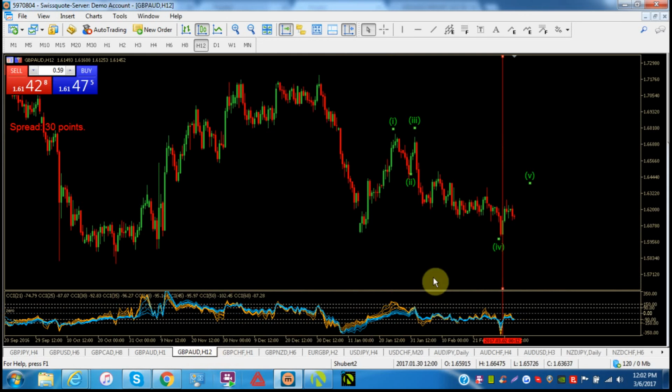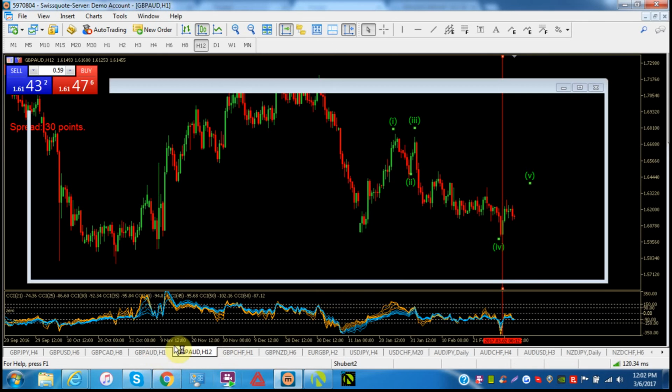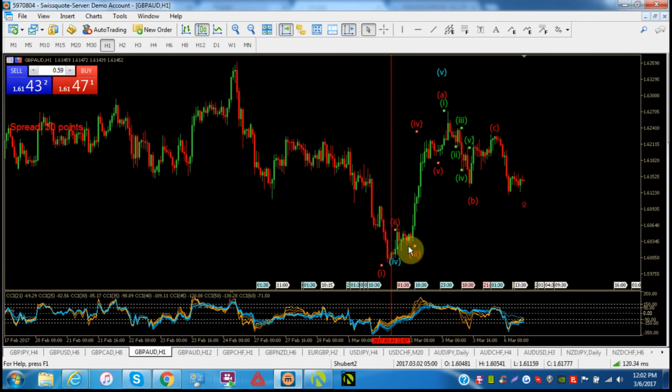Okay, so back to the 12-hour. This move up is what I just showed you on the 1 hour. This is the A. Okay, go back to the 1 hour. Here it is. Here's the A, the larger A. Now we're going to have a correction to this trend, which is almost done. So again, we're going to have another ABC correction to this move up. These green numbers right here, again, we're going to have an ABC correction to this trend, and this is a correction to the larger trend.